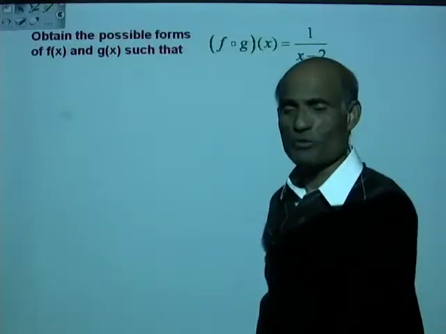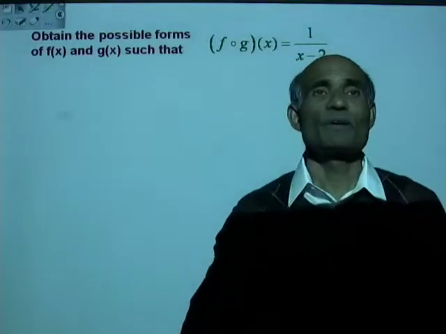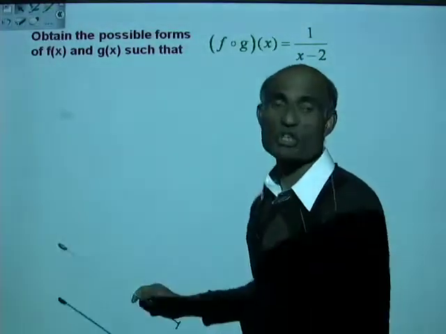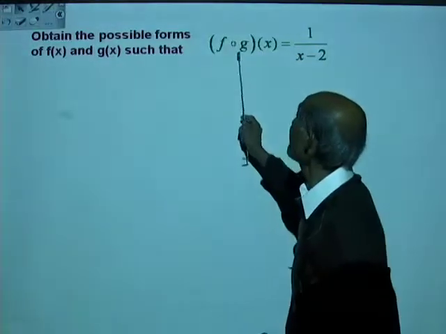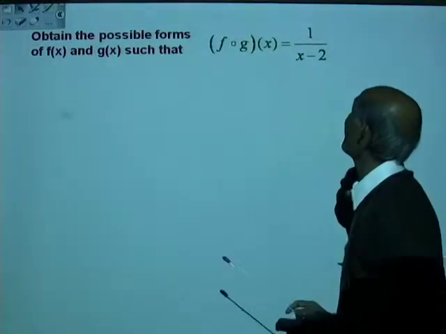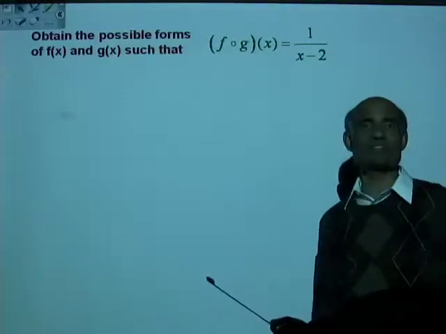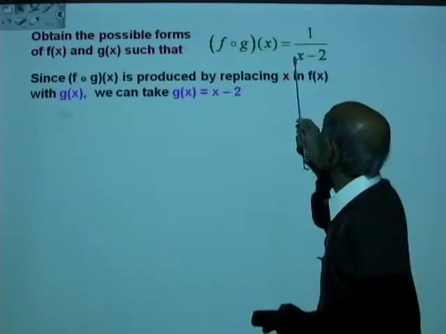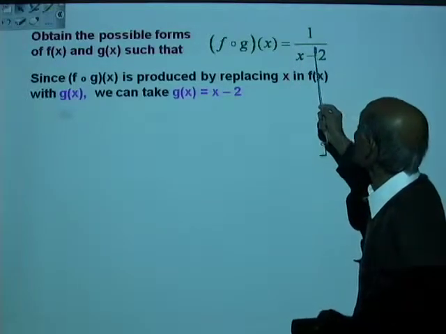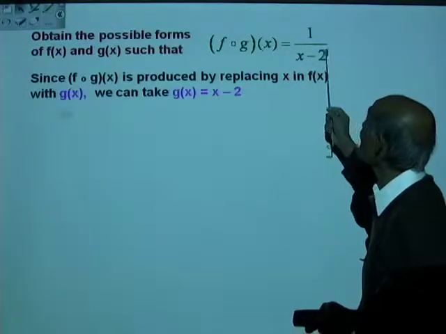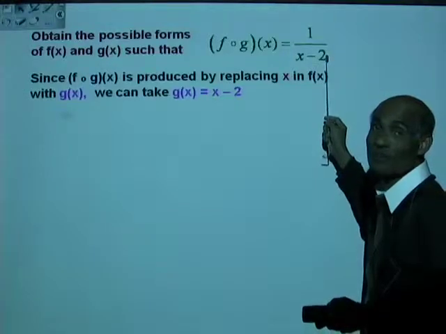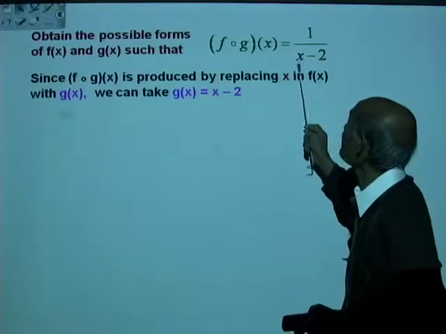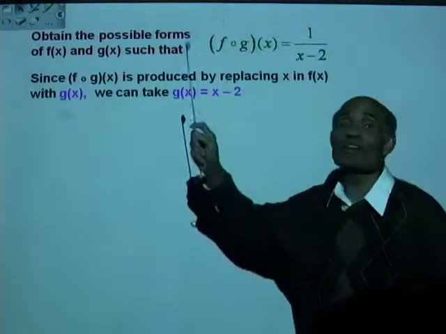Let's do a couple more of these before we move on. Find possible forms of f of x and g of x such that f of g of x equal to 1 over x minus 2. You must have got the hang of it by now. Well, obviously, we can choose our g of x to be x minus 2. Is that right? Yes. So if g of x equal to x minus 2, what is then f of x?